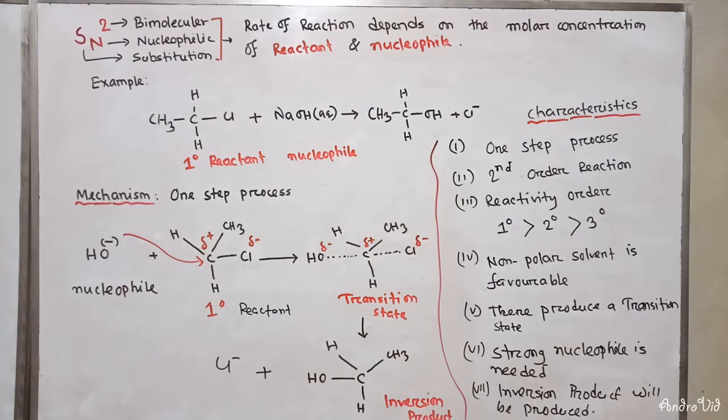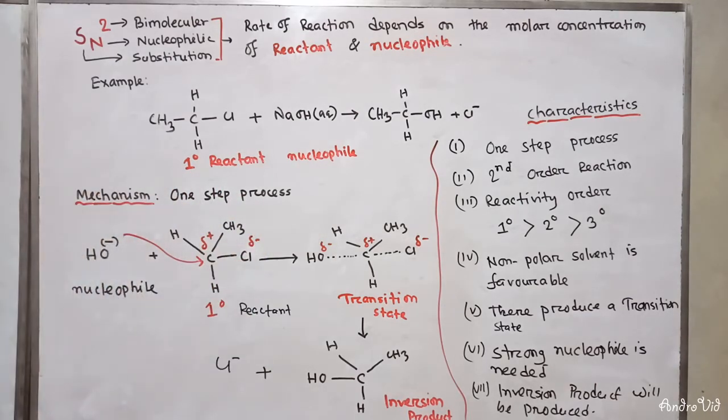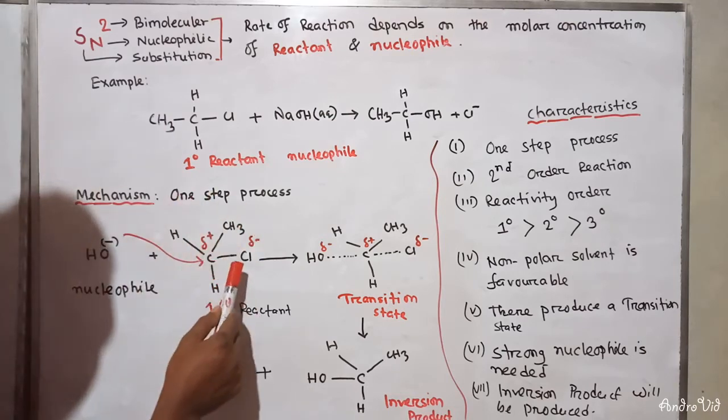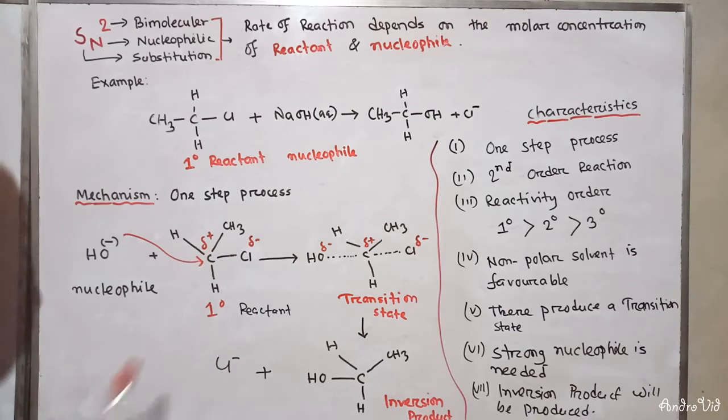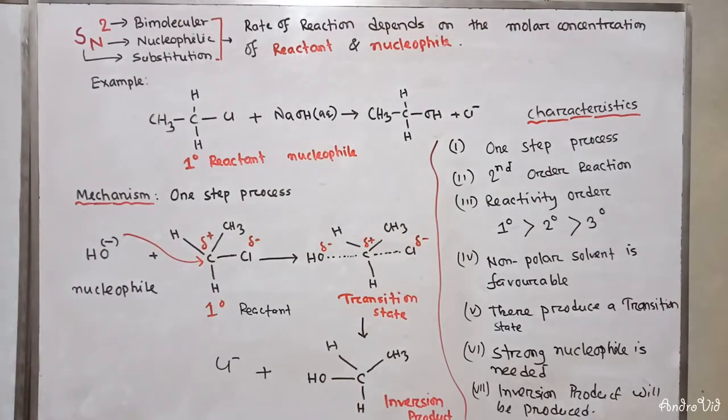Now what happens during the mechanism of SN2 reaction? Let's see. In the case of SN2 reaction, the nucleophile should attack the alkyl halide from the opposite side of the leaving group, the chlorine atom. In such a way, a transition state is produced. Now the question is, what do you mean by transition state?